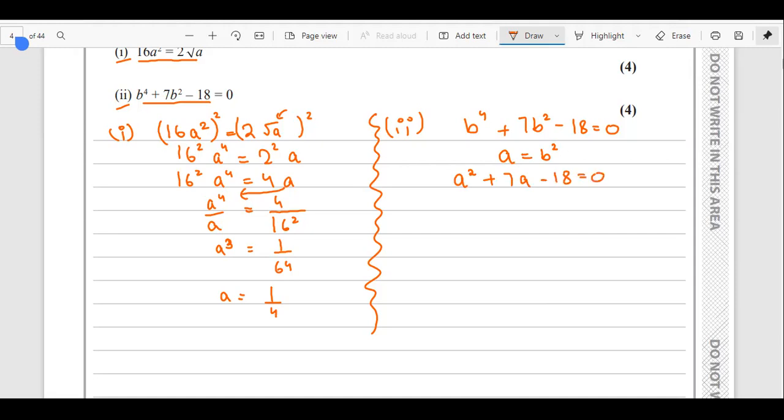Now we need to think of two numbers such that when I multiply them, I get minus 18a square, and when I add them, I get 7a. Can you think of such numbers? 2 and 9. Very good. Andrea, what sign is going to come, because we have minus here? So x minus 2 and x plus 9.